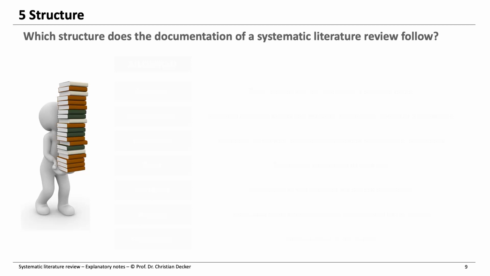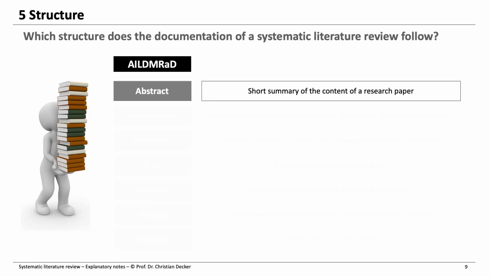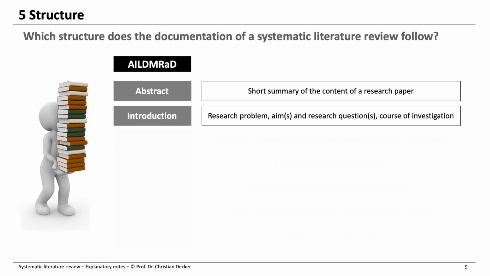Systematic literature review follows the structuring technique of the more elaborated IMRAD variation, AILDMRD. Its components can be described as follows. The abstract is a self-contained text that provides an abridged version of the research project. The chapter introduction introduces the research problem, stating aims and research questions, as well as the course of investigation.